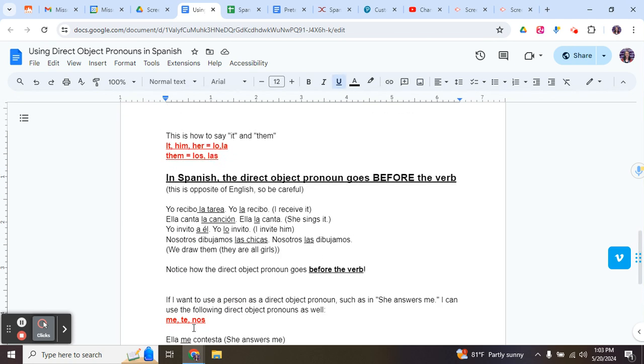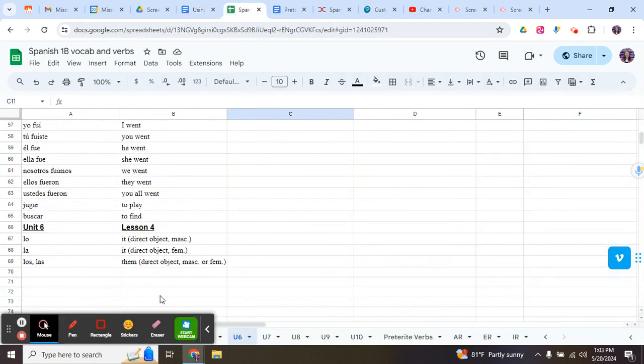So hopefully that's clear. You can also find these direct object pronouns listed in your vocab, but we'll do some practice with this. Let's see how it goes.